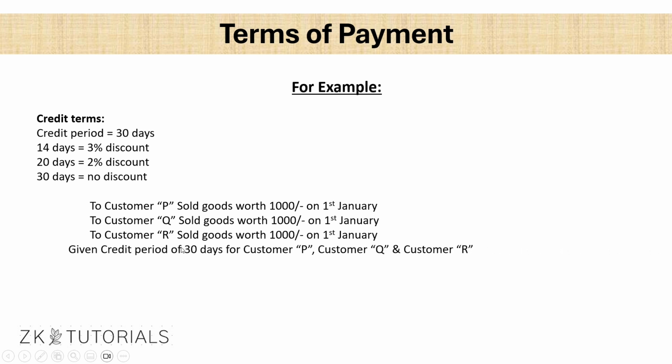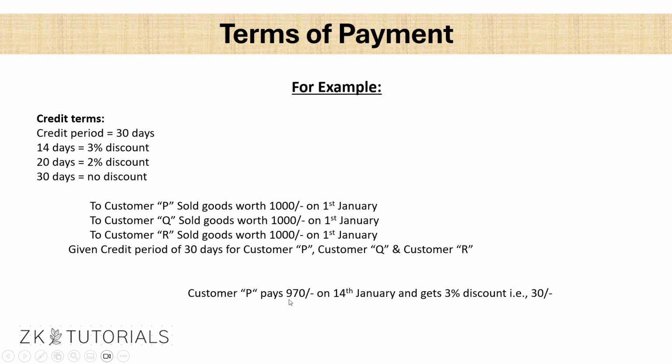And when did they pay? We have given the credit period of 30 days for customer P and customer Q and customer R. The credit period we have given for 3 customers is 30 days only. That means the invoice is posted on 1st January, and the due date is also calculated from 1st January. From 1st January to 30 days, that means 30th January.